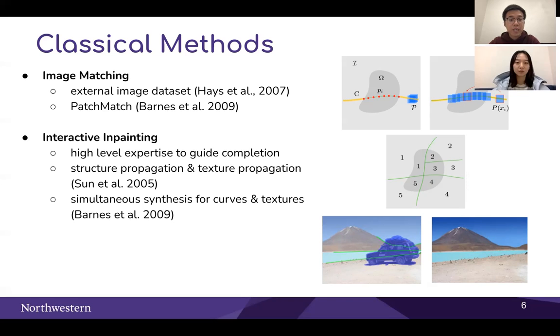As you can see in the top right images, the user specifies a structure through a curve, and then the algorithm helps propagate it through copying patches. The rest of the missing part is completed through texture propagation from neighboring regions. However, this technique is still not fully automatic. We now turn to learning-based methods, which tend to be more generative.